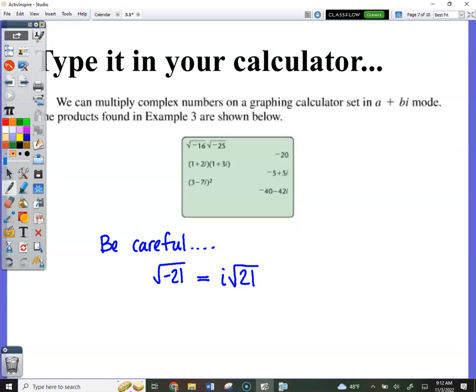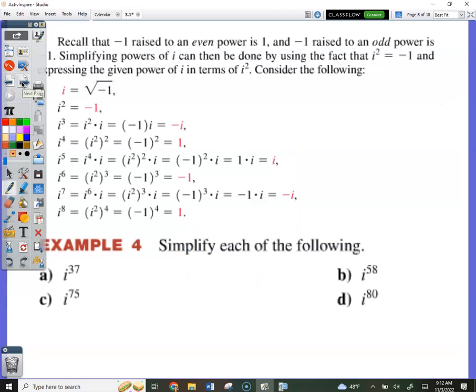All right, we have 3 slides left. Go to the next slide. What if I ask you to evaluate i to a higher power? Well, let's look at how this pattern unfolds. What is i? i is the square root of negative 1. If I square both sides, I end up with i squared equals negative 1, right? What if I wanted to evaluate i cubed? Look at the progression.